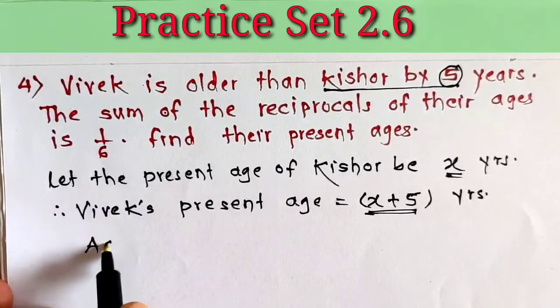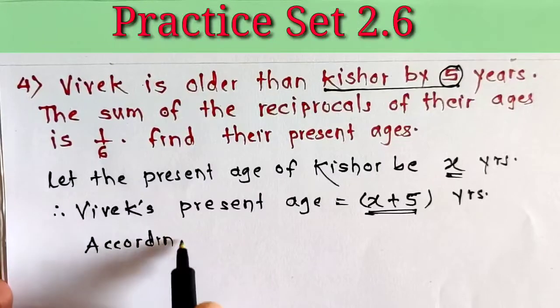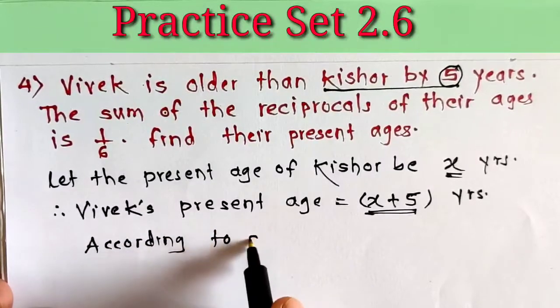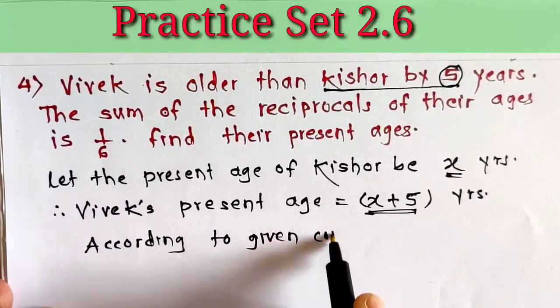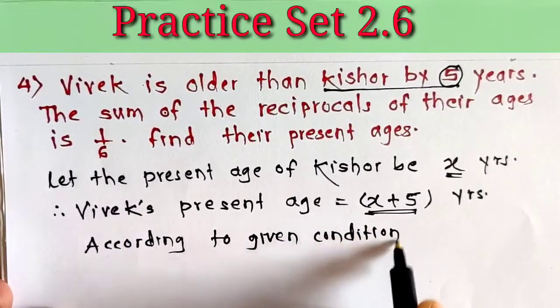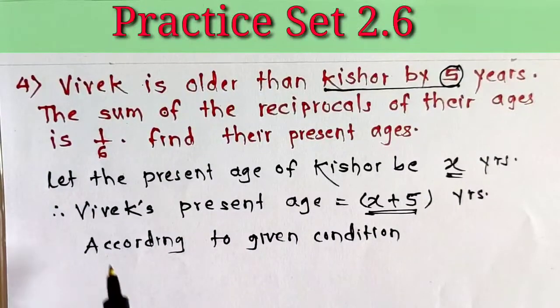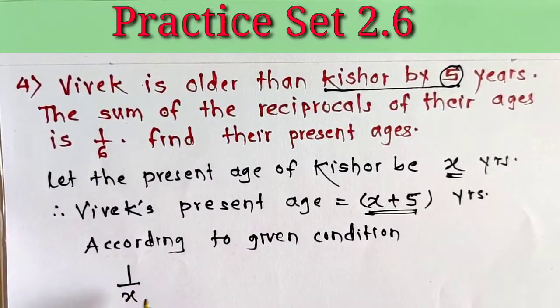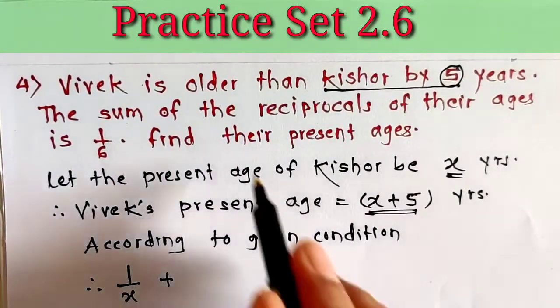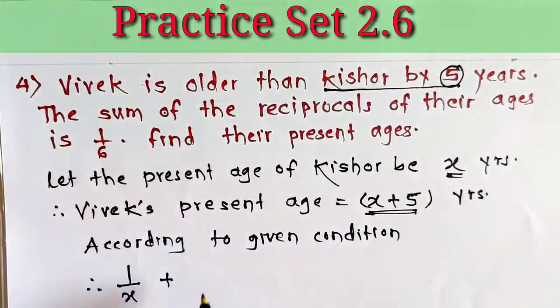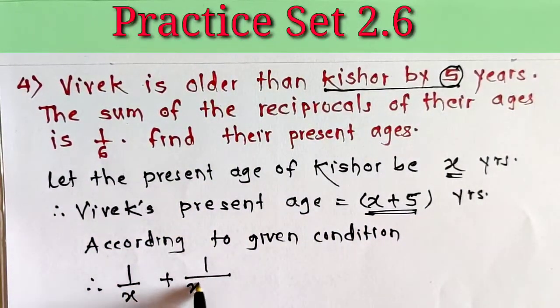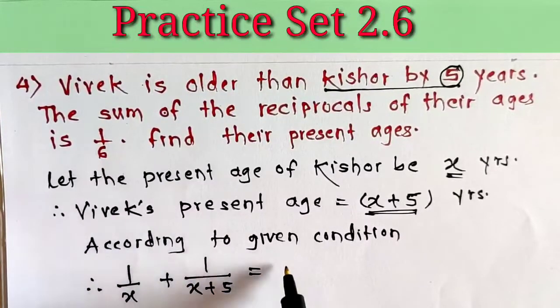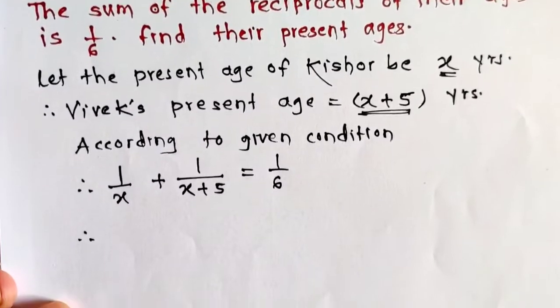There is no need to write the full condition. According to the given condition, what can we write? The reciprocal of Kishore's age is 1 upon x, plus the reciprocal of the age of Vivek, 1 upon x plus 5. This sum is 1 upon 6. How to solve? By cross multiplication we have to simplify this one.